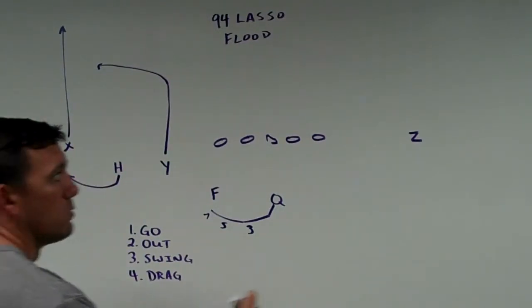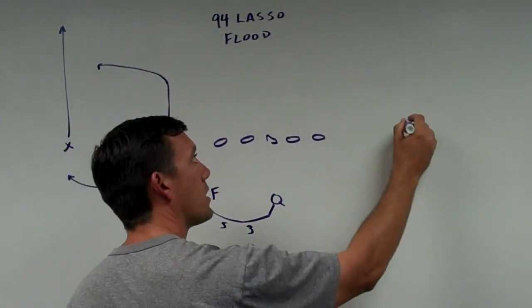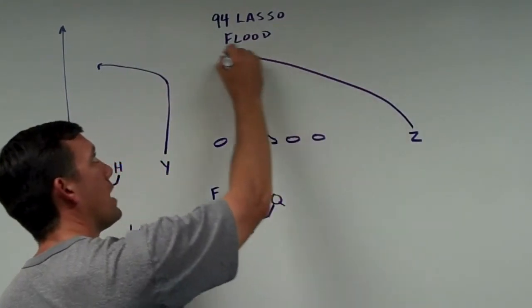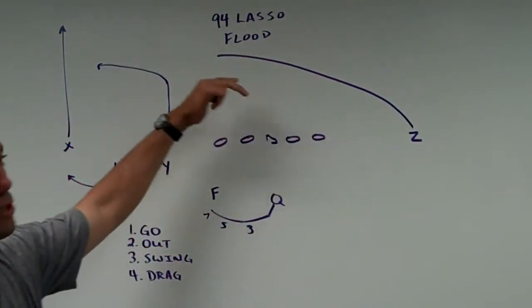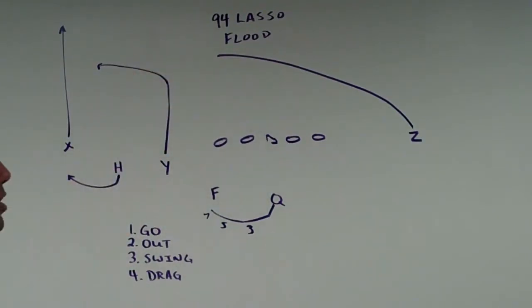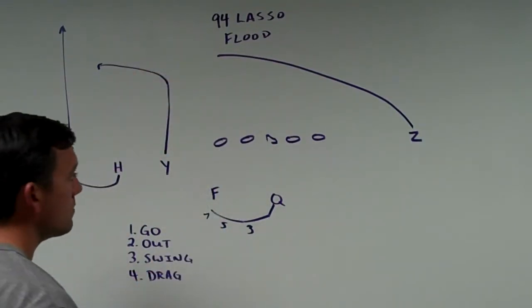The backside receiver's going to run a drag. We're going to get across the field, gradually gaining depth, starting off about 5 yards to 7, 8 yards, 10 yards by the time he comes to the tackle.